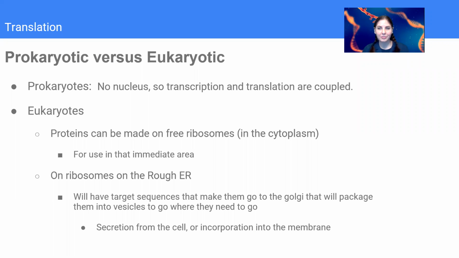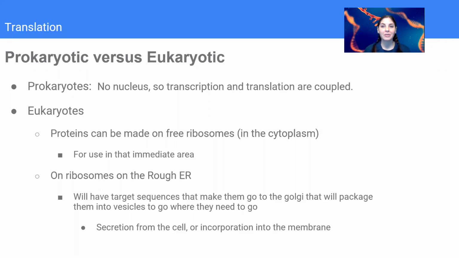So what is the difference between prokaryotic and eukaryotic translation? Well, as you recall, prokaryotic cells lack a nucleus. So the transcription and translation processes are coupled and occur simultaneously. Whereas in eukaryotic cells, proteins can be made on free ribosomes, which are just floating around in the cytoplasm. Now, when they're synthesized at these free ribosomes in the cytoplasm, those proteins are typically used in that immediate area.